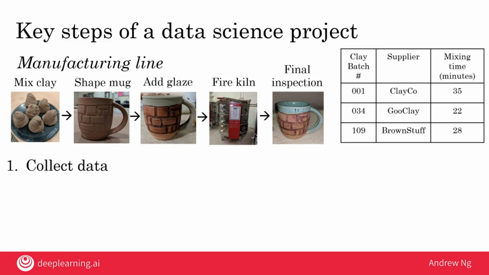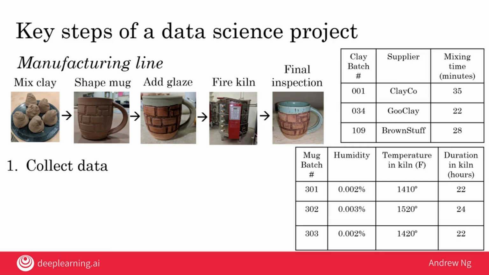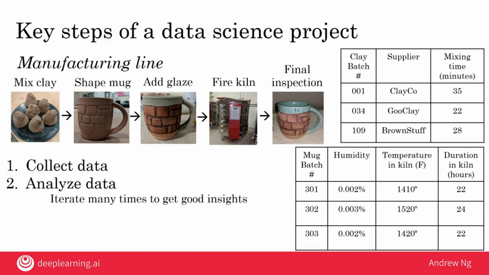So for example, you may save data about the different batches of clay that you've mixed, such as who supplied the clay and how long did you mix it, or maybe how much moisture was in the clay, how much water did you add. You might also collect data about the different batches of mugs you made, so how much humidity was in that batch, what was the temperature in the kiln, and how long did you fire it in the kiln.